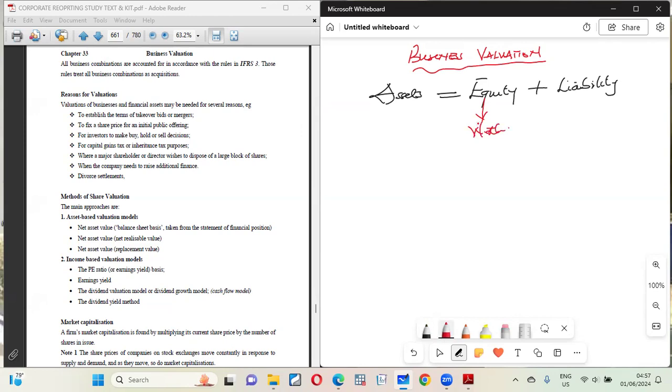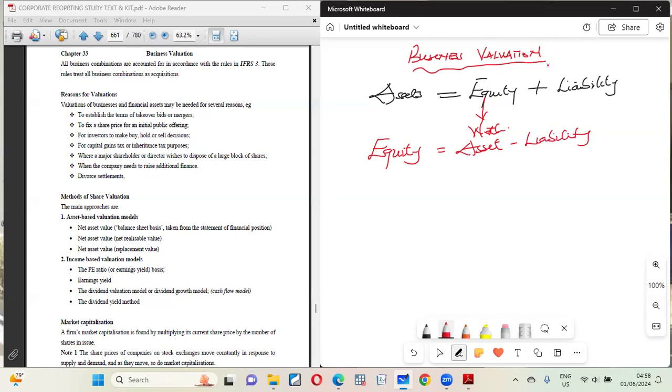Now, how then do we find the equity? Okay, we find the equity using the simple accounting equation. Equity, therefore, is equal to assets minus liabilities. I hope you agree with this change of subject. Yes, sir. So that is it.